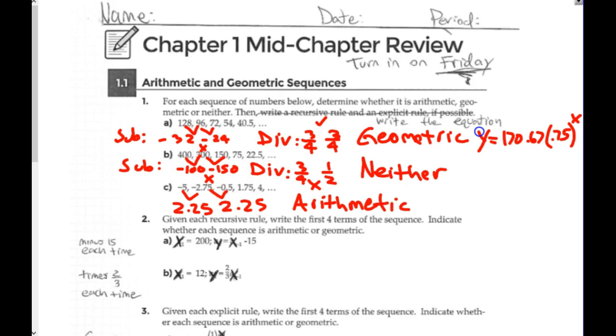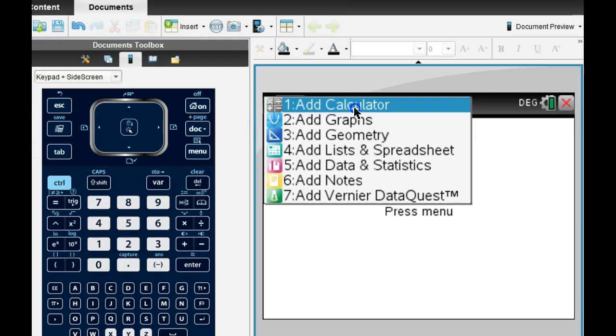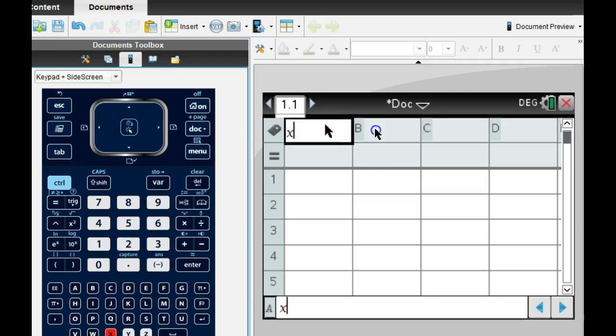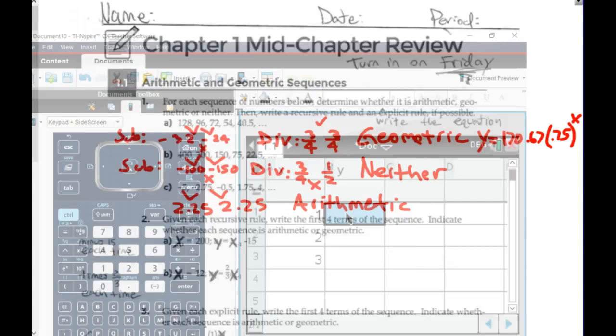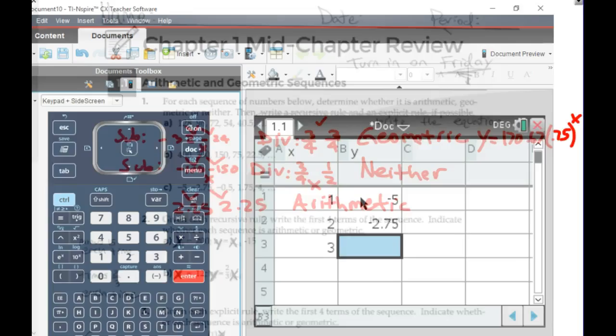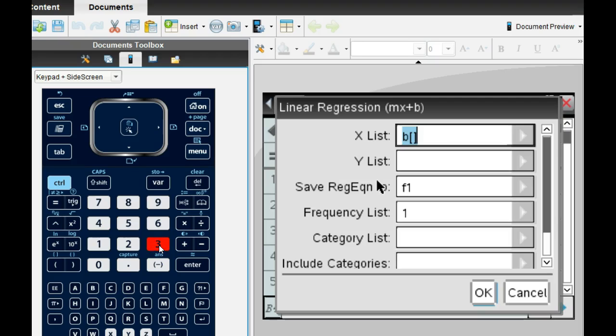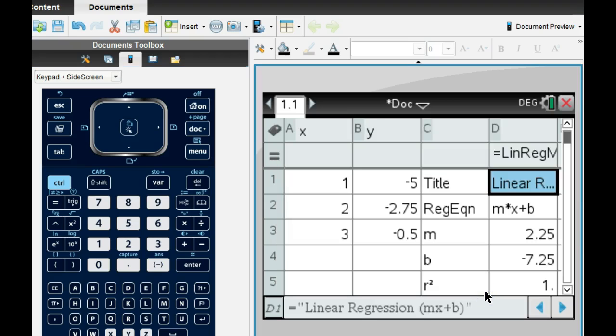And if it's arithmetic, I'm going to put this information into the calculator. Negative 5, negative 2.75, negative 0.5. Menu 41, and it's linear, so I'm going to hit 3. I did that because arithmetic is linear. So I get y equals mx plus b for the linear equation, so it's 2.25x minus 7.25.